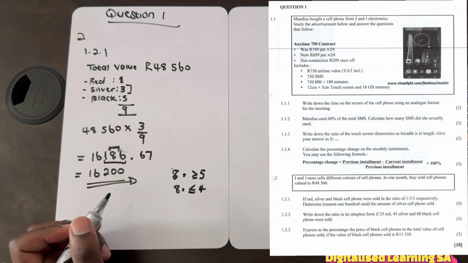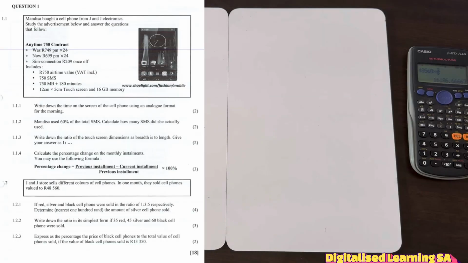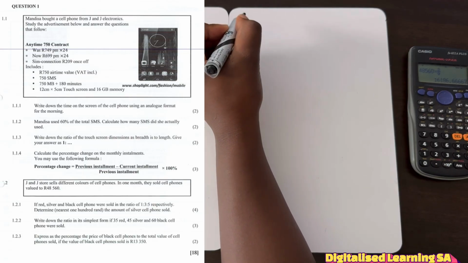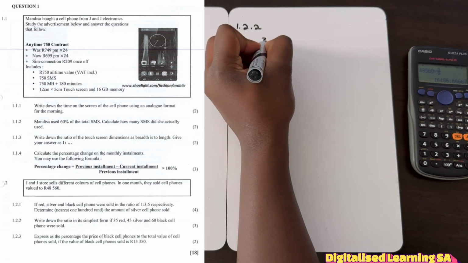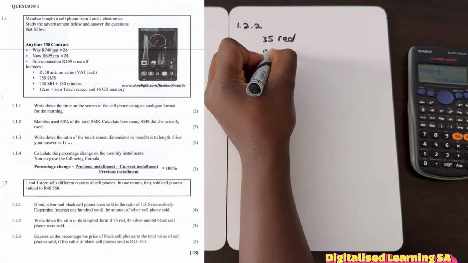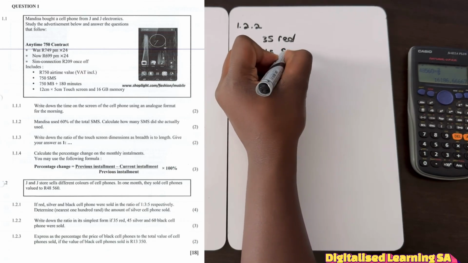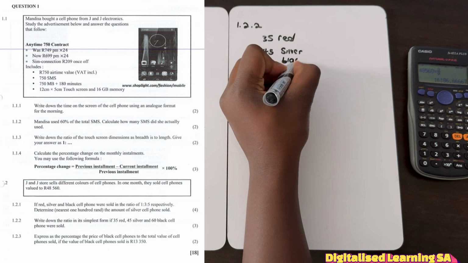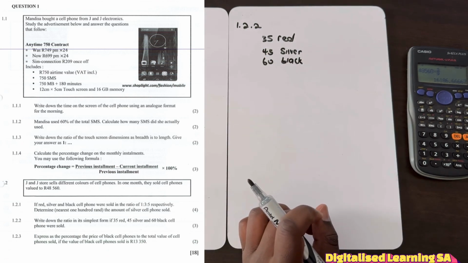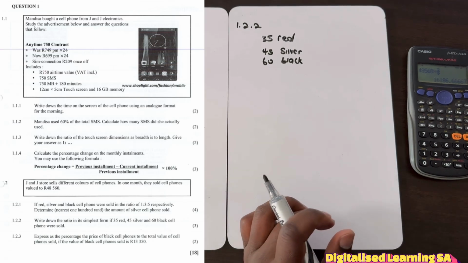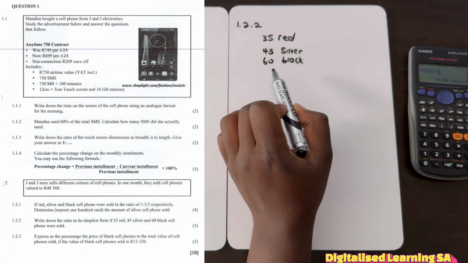Our next question says write down the ratio in its simplest form, if 35 red, 45 silver, and 60 black. So, 1.2.2, we are given 35 red, 45 silver, and 60 black. So we need to calculate the ratio of these cell phones given 35, 45, and 60.